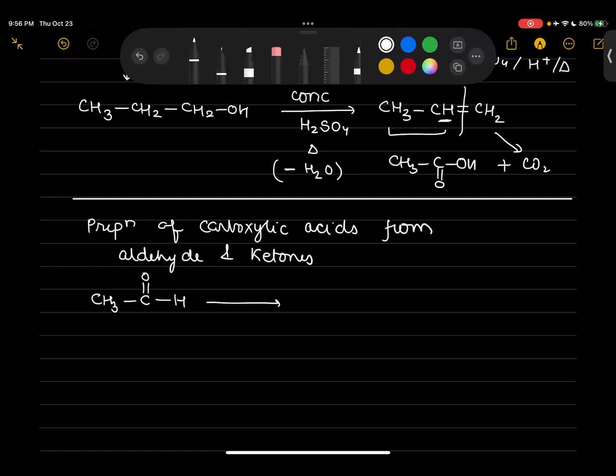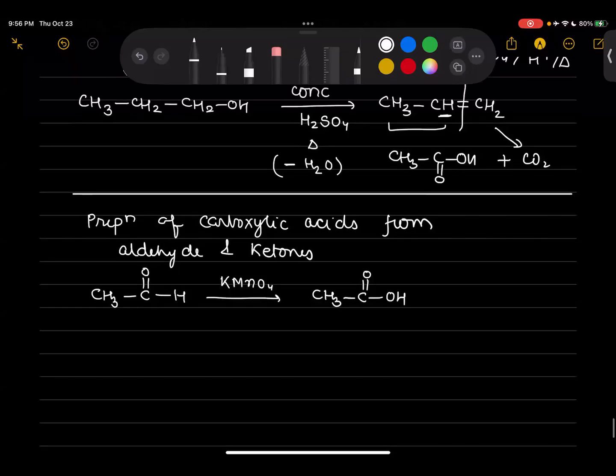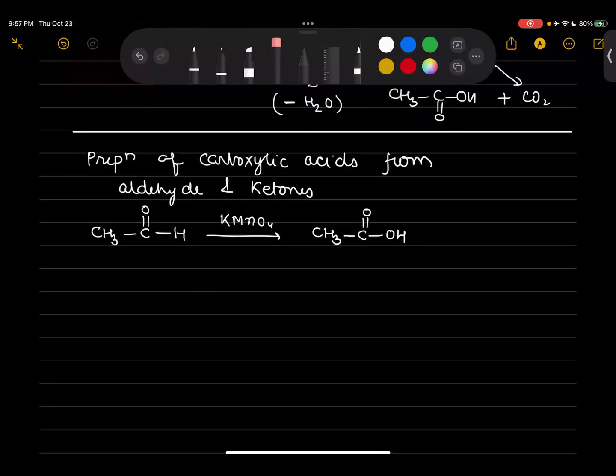So any oxidizing agent, even KMnO4, K2Cr2O7, or Ag(NH3)2+, can be used. And you are going to end up with acetic acid. Clear?